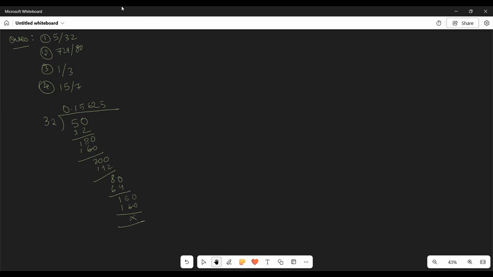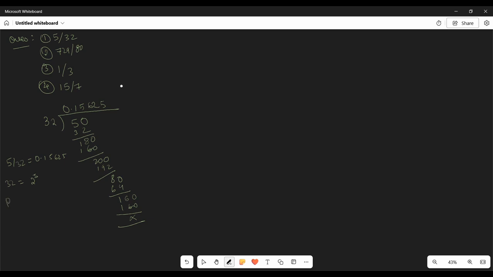Let us just practice some questions now in order to understand. On the screen you can see the long division of 5 divided by 32. The decimal expansion is 0.15625. So you can see that it is terminating. Without the division you could have found out.